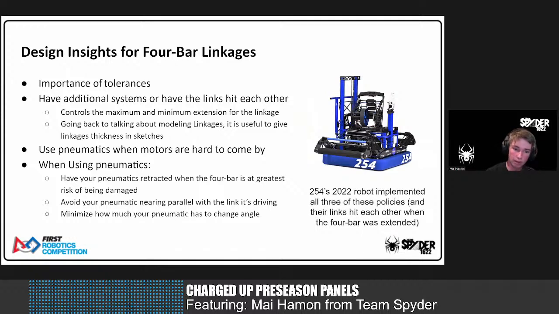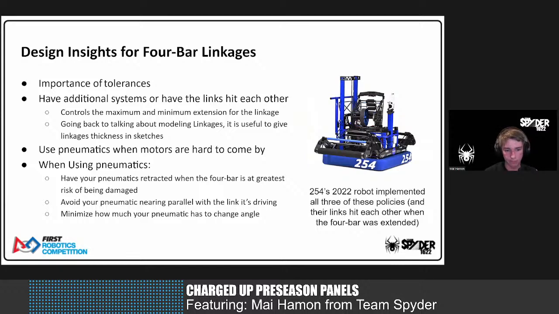Here are some tips for pneumatics in particular. If you have your pneumatics retracted while your 4-bar is at the greatest risk of being damaged, this limits the length of the pneumatic, the effective connection of the pneumatic, and so it won't be bent as much whenever you inevitably encounter defense and have collisions occur. So having your pneumatics be retracted whenever your intake or whatever application is extended or at the greatest risk of encountering danger means that those pneumatics are much less likely to break.